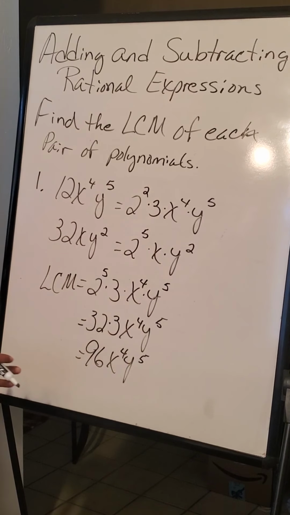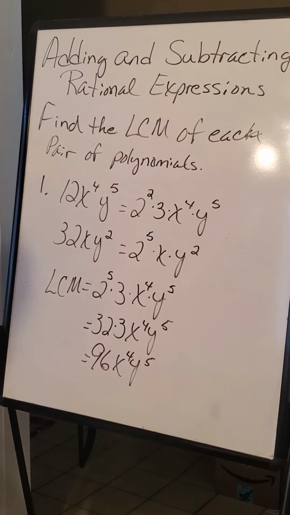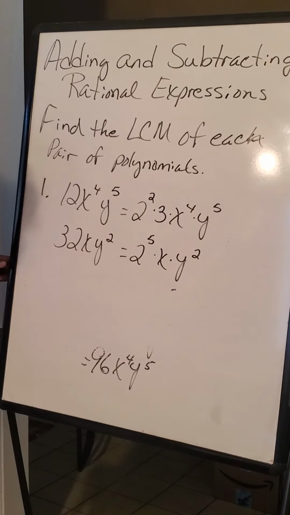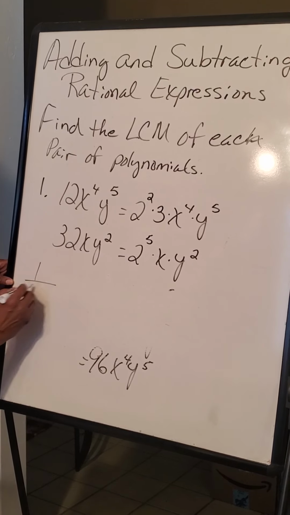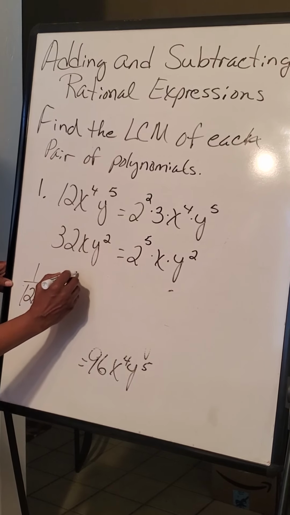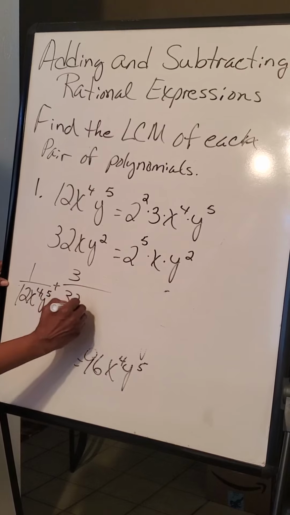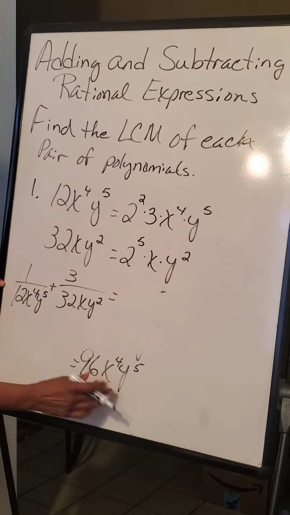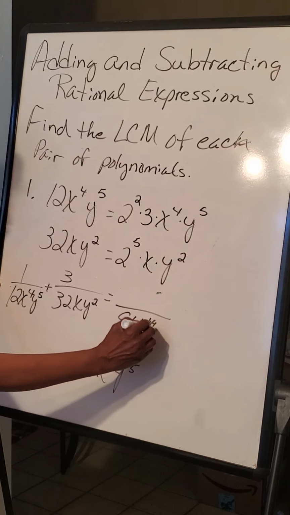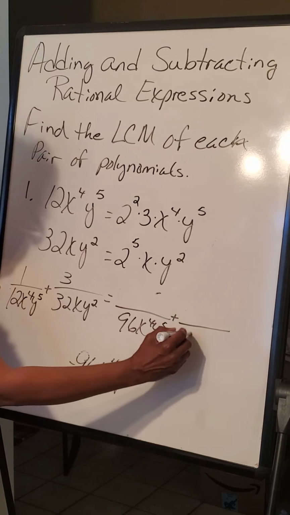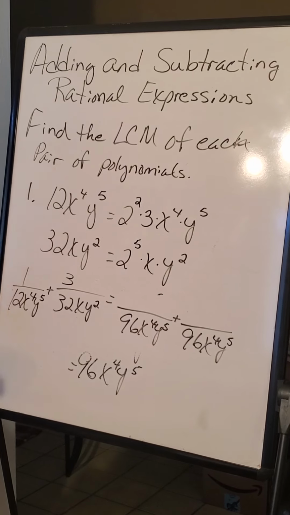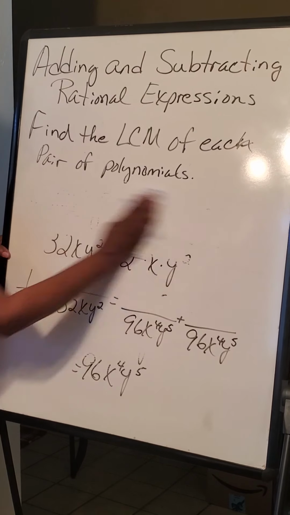Well, Mrs. J, what in the world does that mean? That means that if I ask you to add 1 over 12x to the 4th, y to the 5th, and add to it, let's say, 3 over 32xy to the 2nd, your least common denominator would be 96x to the 4th, y to the 5th. So your LCM is also your least common denominator, right? Example 2.